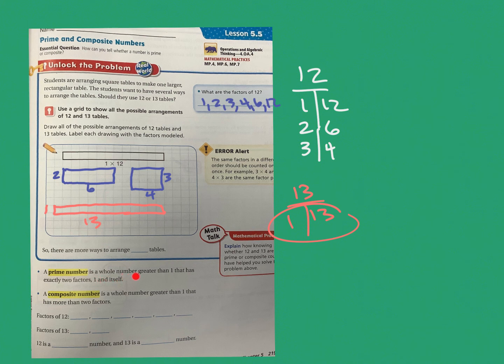A prime number is a whole number greater than 1 that has exactly 2 factors, 1 and itself, and that's it. The loner, right? I'm going to even write that there. The loner. Sad face. A composite number is a whole number greater than 1 that has more than 2 factors, like 12 did over here. It had 1 times 12, of course, but it also had 2 times 6. It also had 3 times 4. It has friends, more friends.